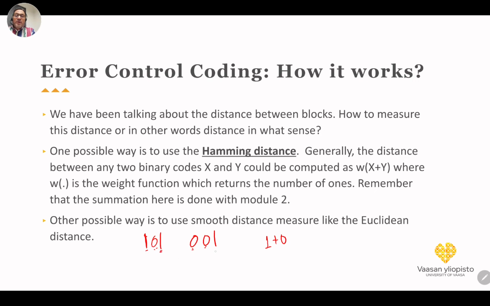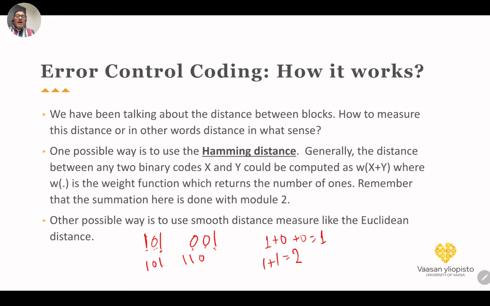The third one is 1, so plus 0. So the Hamming distance here is equal to 1. Okay, what if we have 1, 0, 1, and the distance with 1, 1, 0? The first are the same, so we don't have any error or any distance difference, but the second are different, so we have 1, plus the third are different, plus 1, then the Hamming distance here equals 2.